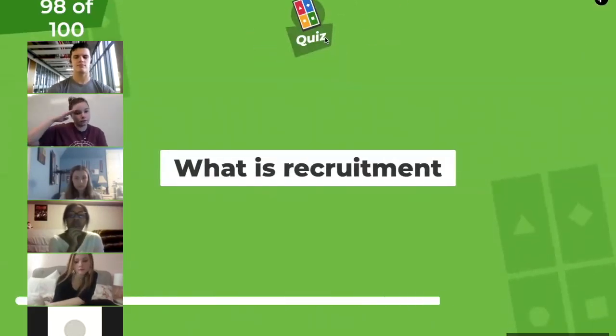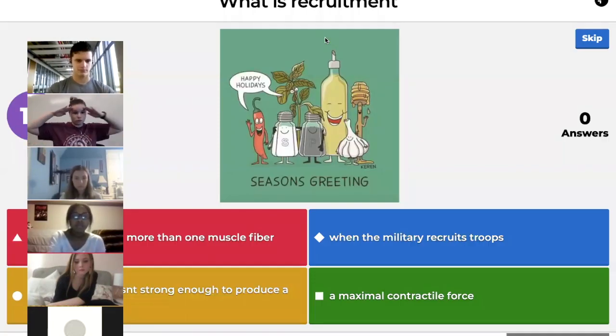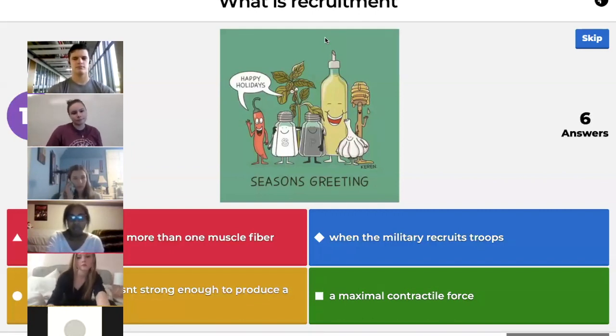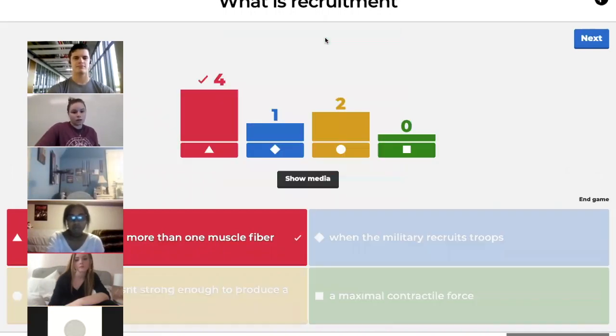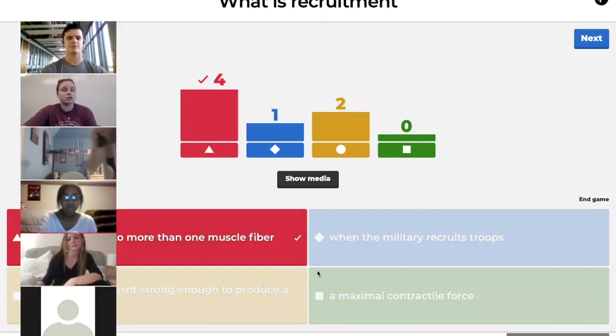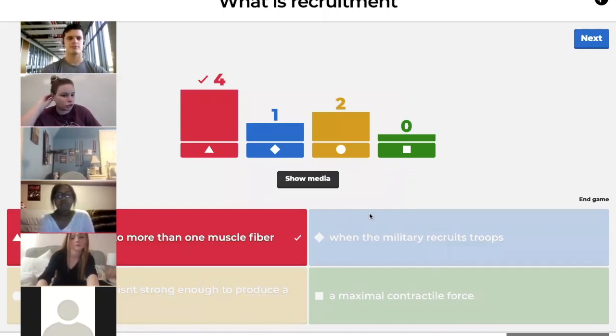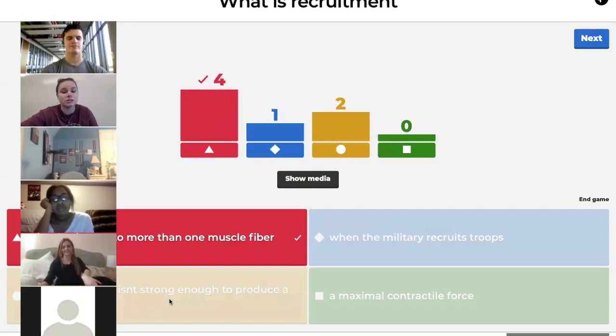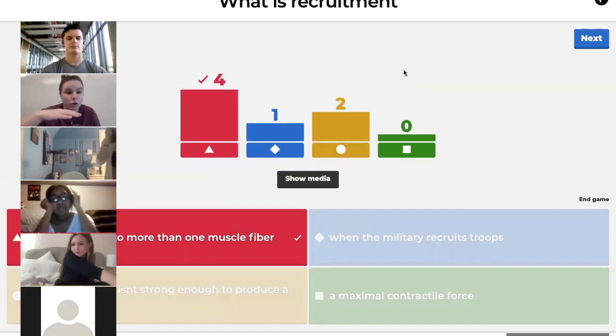What is recruitment for the Army? Cool. So recruitment is when a stimulus is sent to more than one muscle fiber. So we're recruiting several muscle fibers. So, right, the military recruits troops and they recruit humans, right? So we're recruiting muscle fibers, okay? I like that someone put when the military recruits troops. I think that's fun. And when the stimulus isn't strong enough to produce a contraction, it's called a submaximal threshold, okay? Because it's under the threshold we needed, okay?